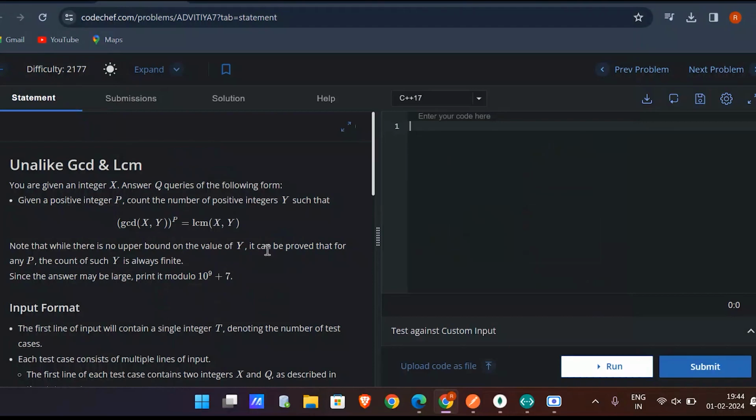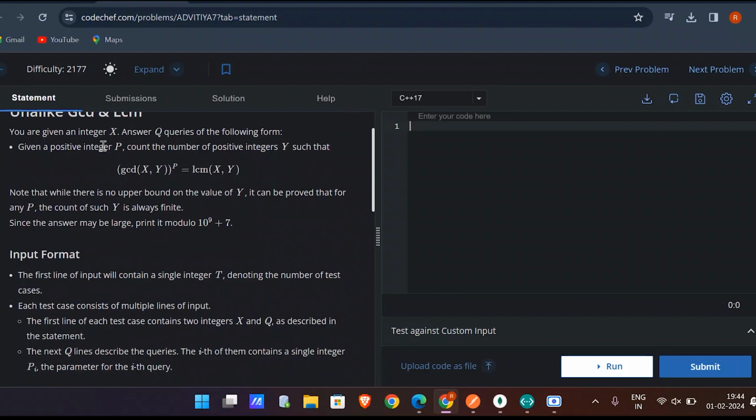Hey everyone, in this question we'll be solving Unalike GCD and LCM. We'll be given an integer x and you have to answer two queries. You'll be given a positive integer p and the number of positive integers y.